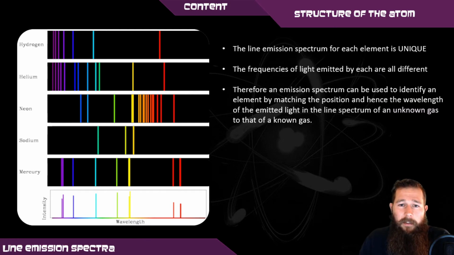It has been found that the line emission spectrum for each element is unique. The frequencies of light emitted by each are all different. Using this knowledge, we can identify what element exists in a light source by matching the position and hence the wavelength of the emitted light in the line spectrum of an unknown gas.